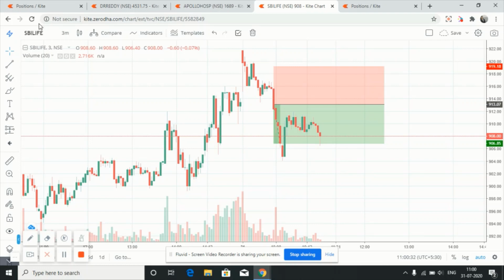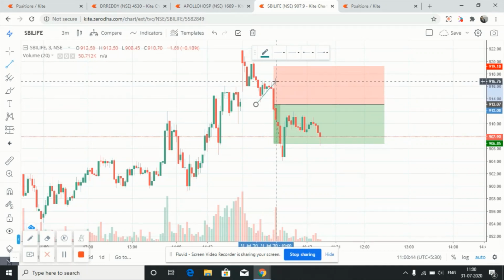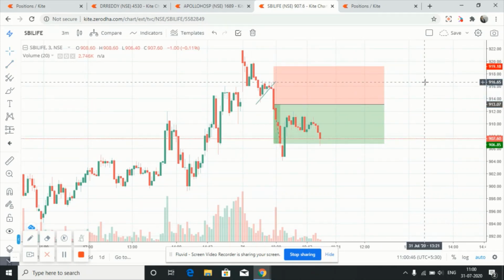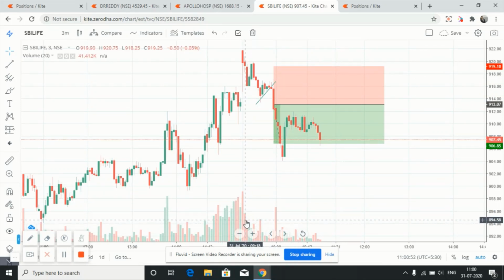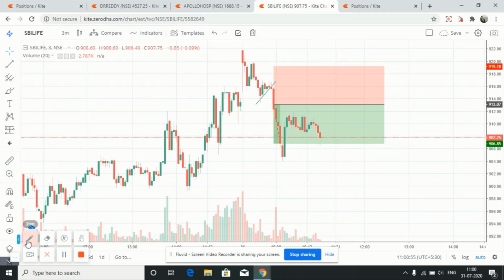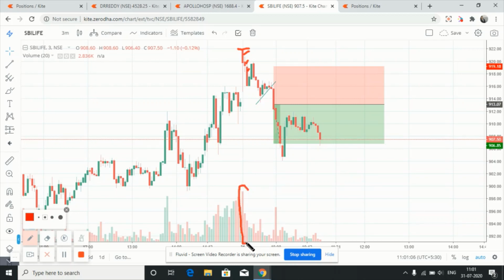My first trade was in SBI Life. This is the 3 minute chart. Apart from my usual breakdown strategy, I have also tried my trade based on volume confirmations. What do I mean by volume confirmation? Market has started from here. We see first red candle, second red candle, third red candle, and we see increased volume. When the market was on the selling side, we do see increased volume.